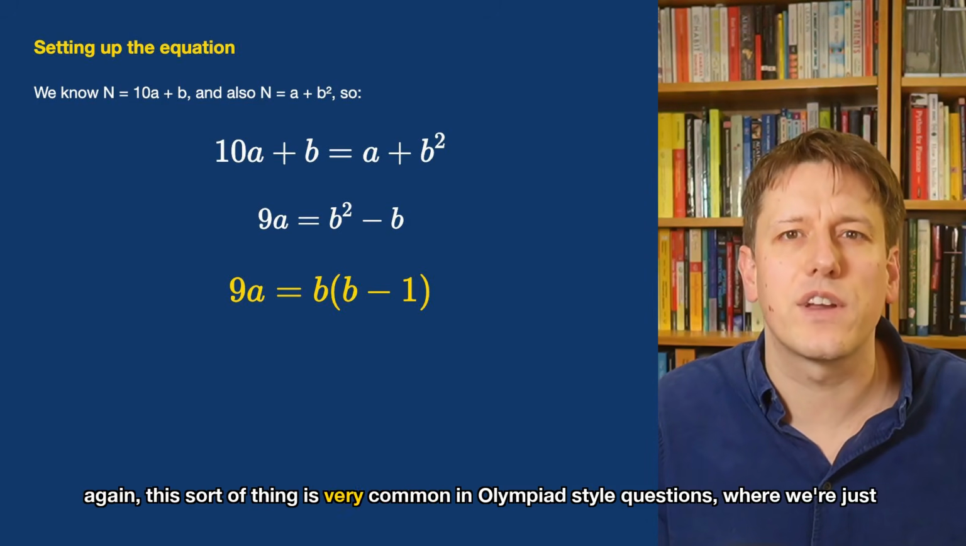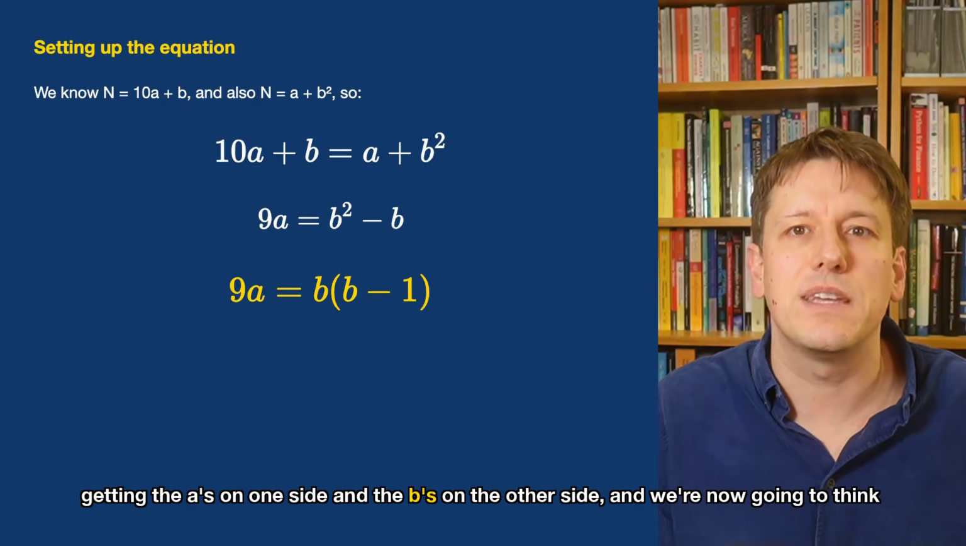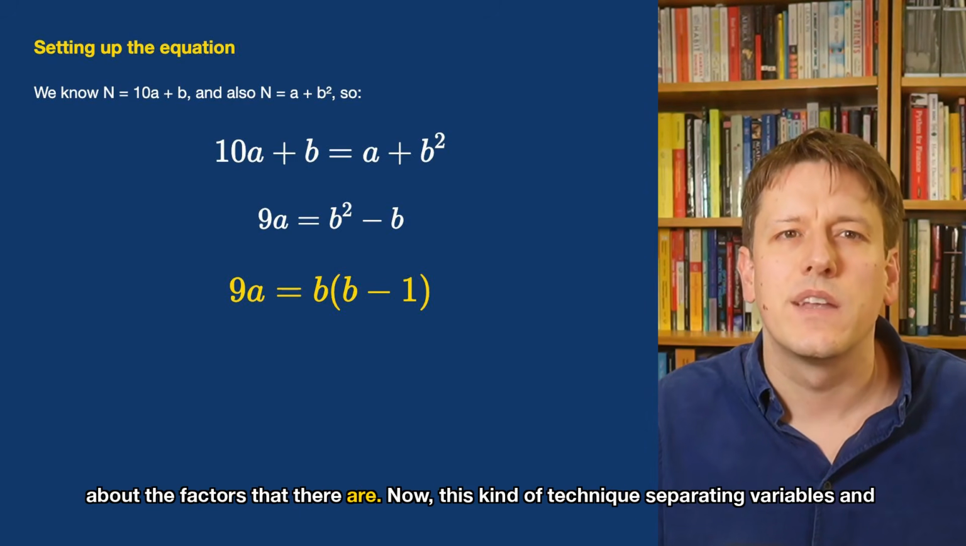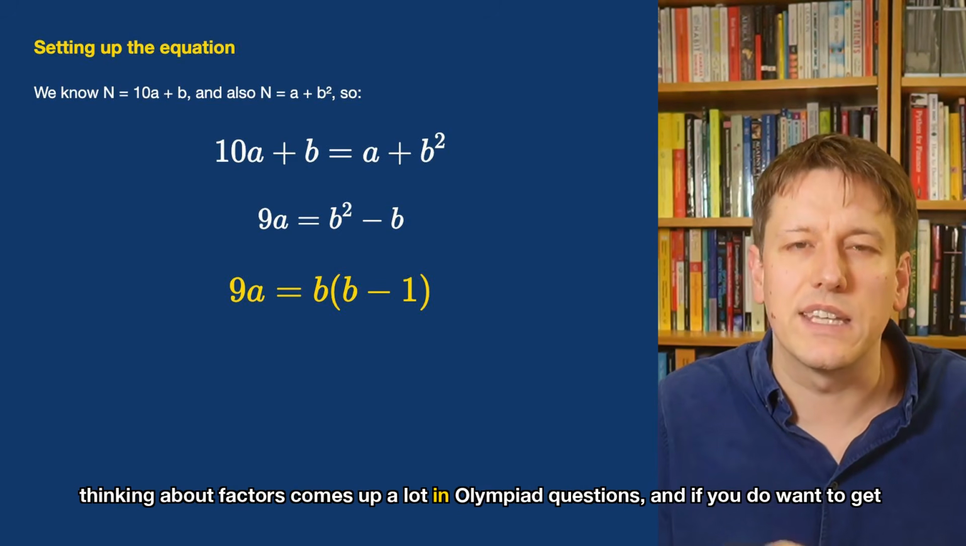And again, this sort of thing is very common in Olympiad-style questions, where we're just getting the a's on one side and the b's on the other side, and we're now going to think about the factors that there are. This kind of technique, separating variables and thinking about factors, comes up a lot in Olympiad questions.